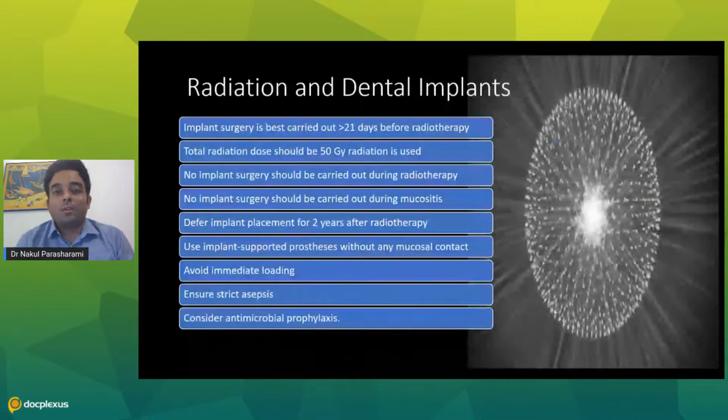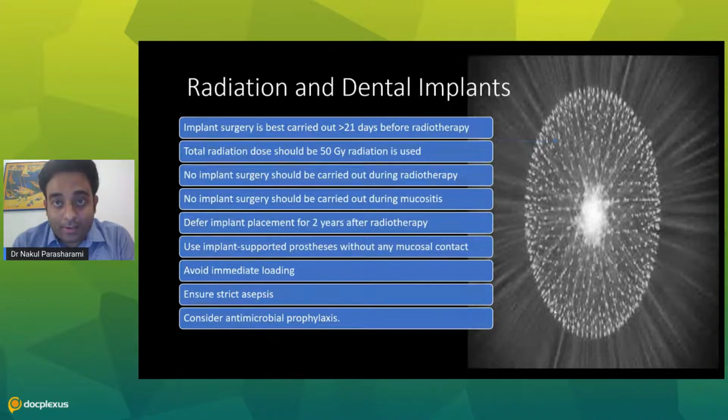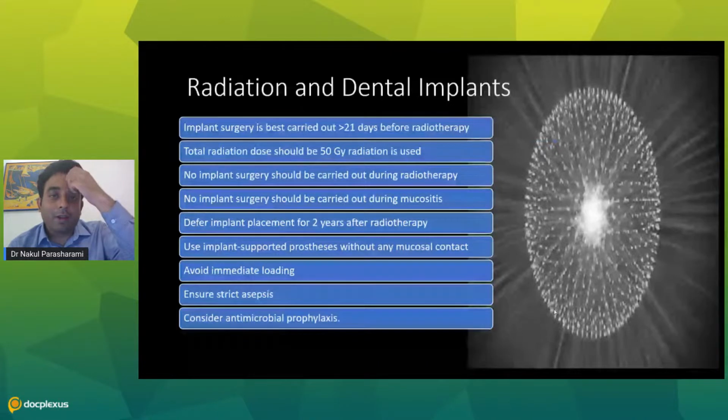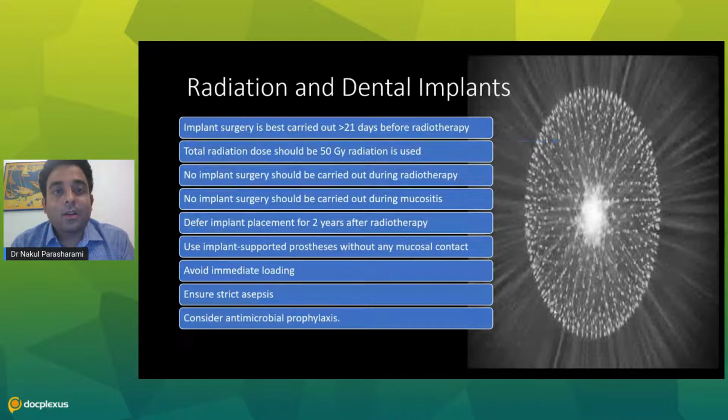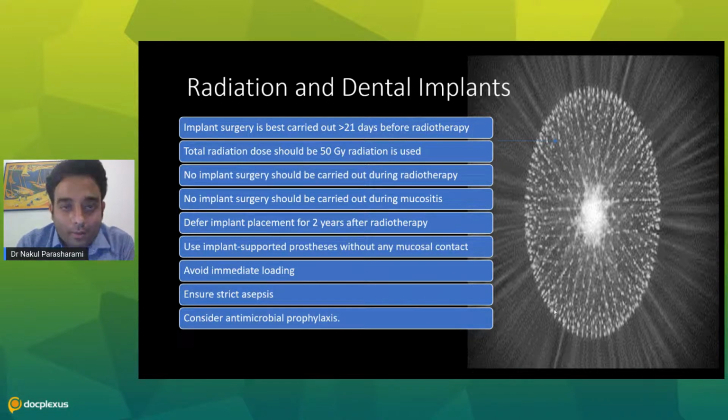So what are the protocols that need to be followed when there is a patient of radiation? Should dental implants be undertaken or not? Dental implants are best carried out more than 21 days before radiotherapy. The total radiation dose should be less than 50 Gys. No implant surgery should be carried out during radiotherapy, or during the mucositis stage. Now, the mucositis stage can last at least 5 to 6 months after radiation completion, so surgery should be avoided during that period of time.